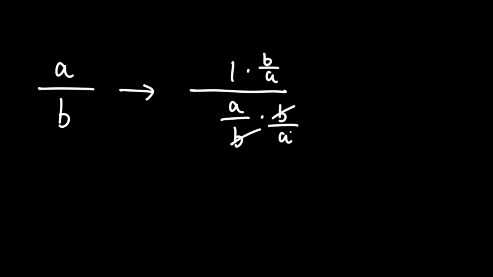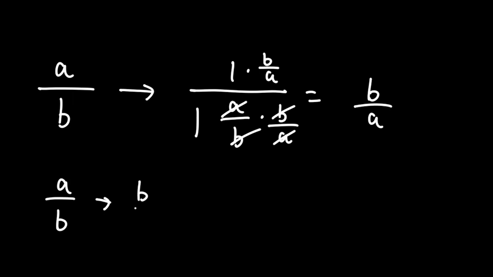We can cancel out everything in the denominator. This will turn into 1, and the numerator will become B over A. And therefore, the reciprocal of A over B is B over A. Notice how we can just flip the numerator and the denominator to find the reciprocal instead of doing 1 divided by the fraction every single time. So let's do an example problem.